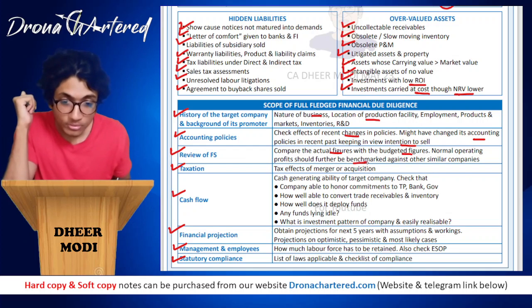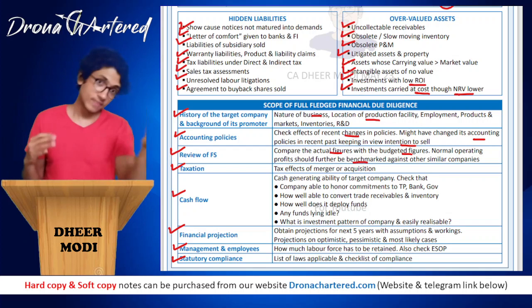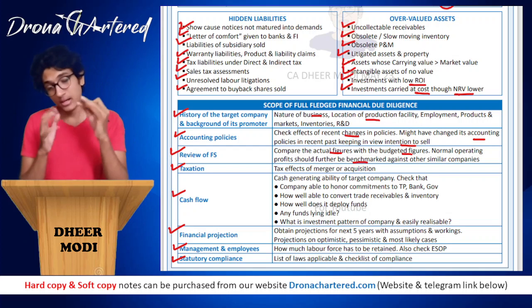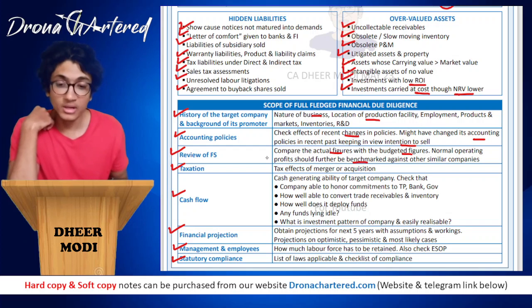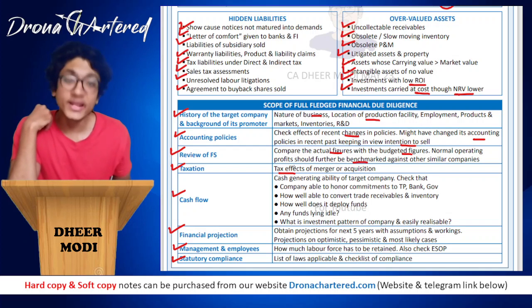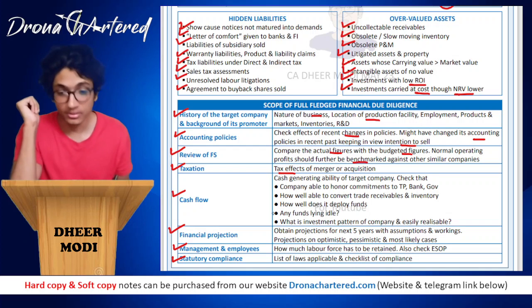Normal operating profit should be benchmarked against similar companies. You have to check whether similar companies, whether its competitors, are obtaining somewhat similar profits or not. Taxation is your tax effects of the merger or your acquisition.